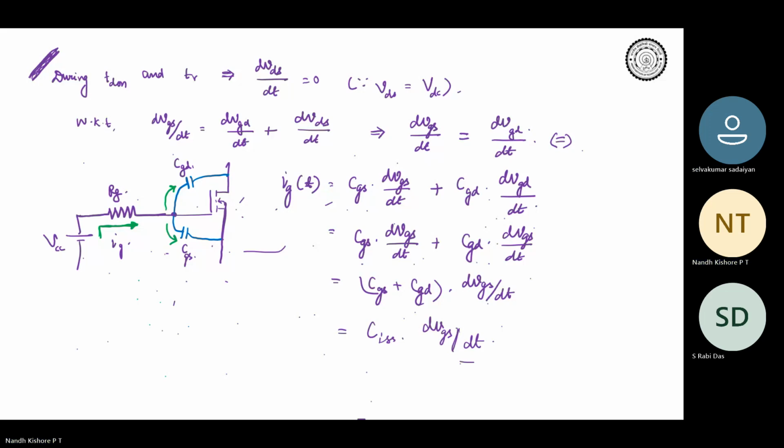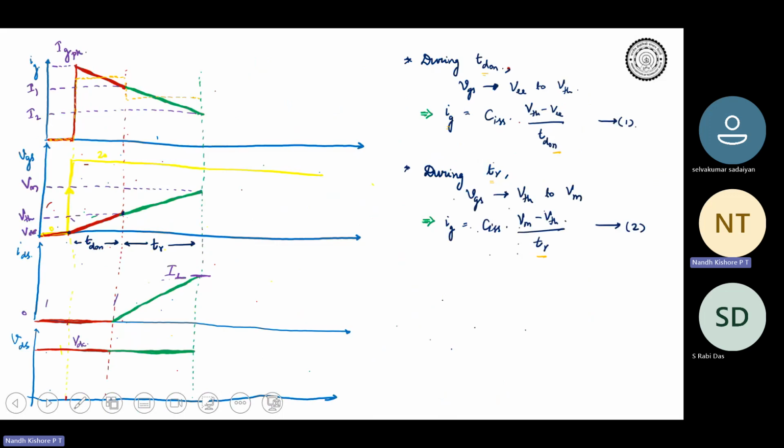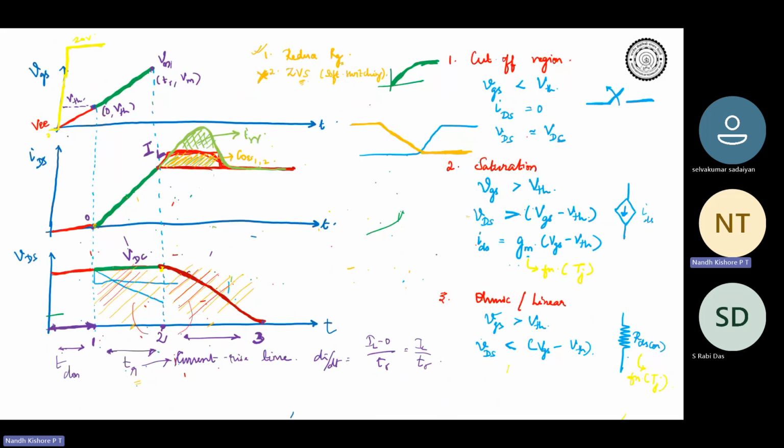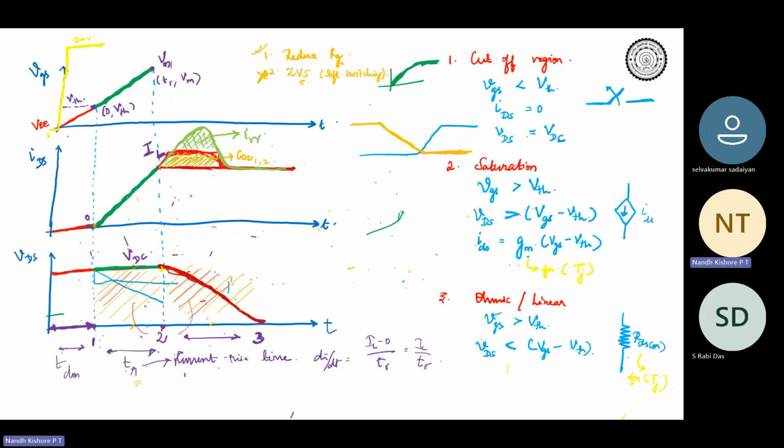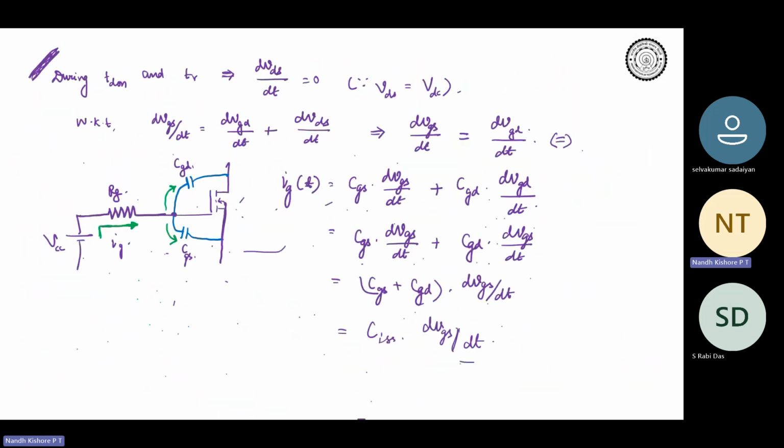Okay. So this was during your turn on delay time and rise time. But now in the next interval, we saw that your voltage is falling, something like this. So there is going to be a huge dV by dt during this particular interval. Huge dVDS by dt. So you can no longer have the assumption that dVDS by dt is 0, because voltage is actually falling.